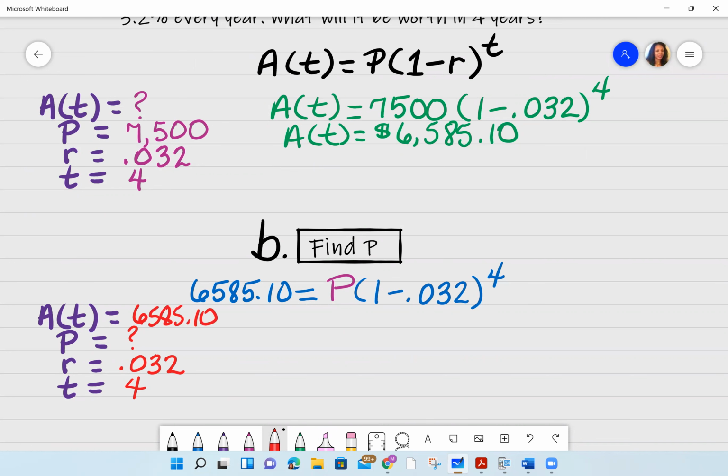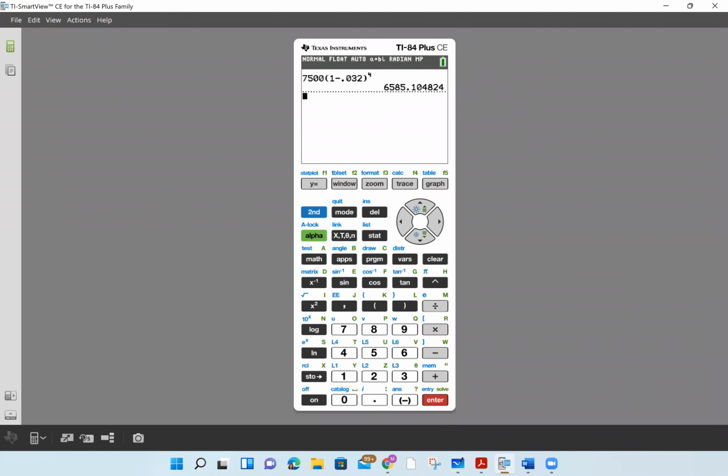All right, now what I want to do, if I see that the variable is on the same side as the exponent, I want to go ahead and simplify that exponent. So I'm going to take this 6585.10 and bring that down. And now I'm going to take my base and raise it to that exponent and simplify it. So let's go to our calculator and put in parentheses, 1 minus 0.032, parentheses, and I want to raise that to the fourth power.